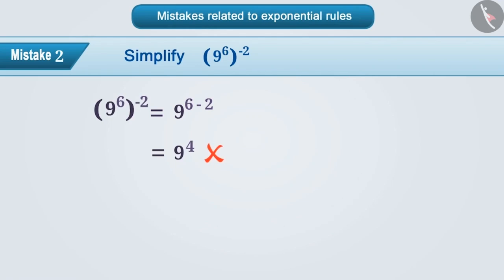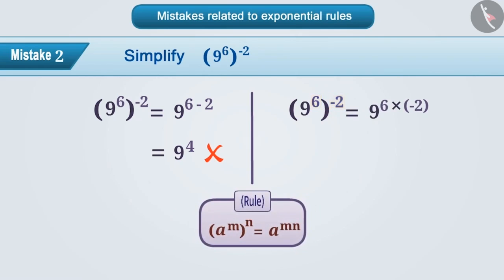The power of the power is given here. We multiply both powers whenever the power of the power is given. That is, (a^m)^n is equal to a^(mn). Hence, the correct answer to this question is 9^(6 × -2) is equal to 9^(-12).